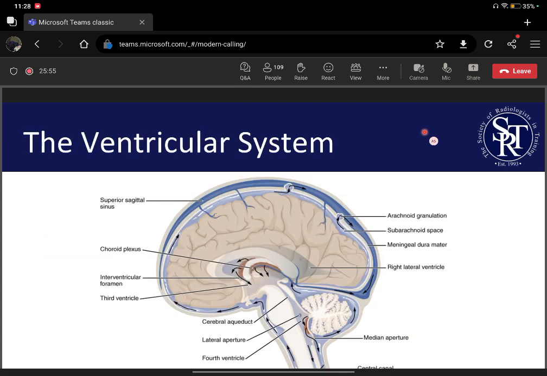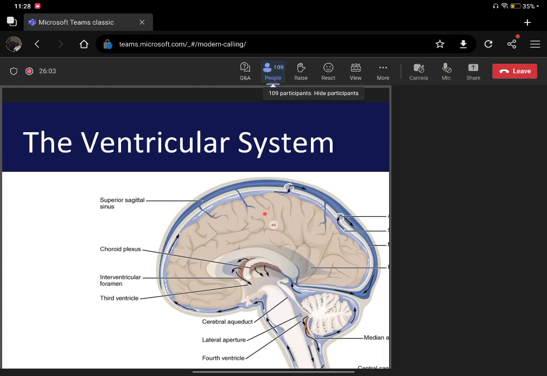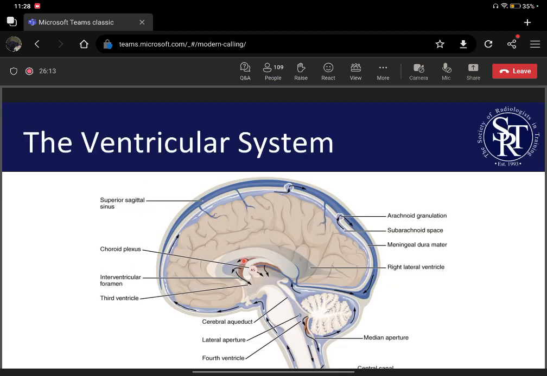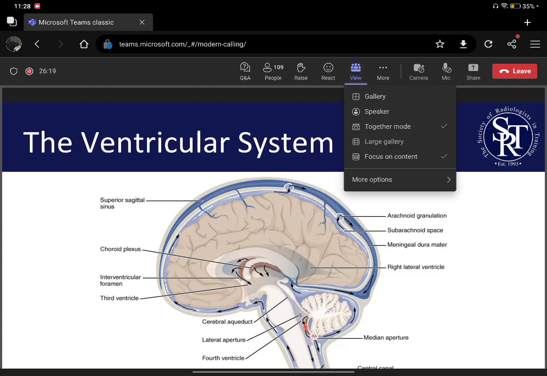So here we can see a diagrammatic representation of the ventricular system in the sagittal view. Within the three ventricles, there are these invaginations of pia mater, which are lined by modified ependymal cells and capillaries. So these are choroid plexuses, and they produce CSF. You can see these as these red structures lining the ventricles.